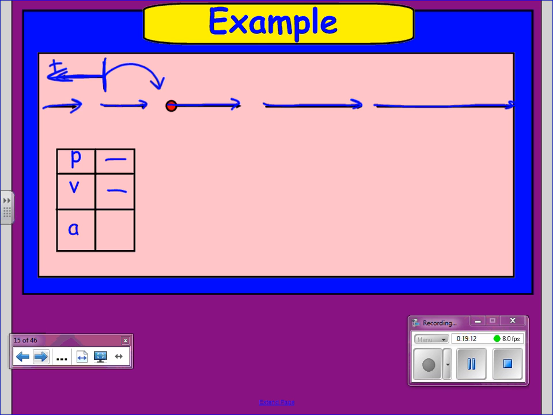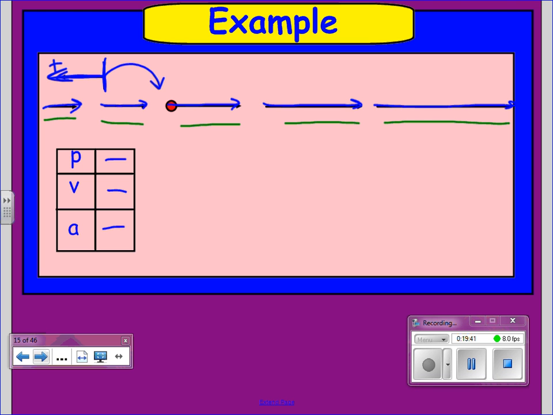Now look and see, is the object speeding up? Since the arrows are getting longer as time goes on, that would indicate that the velocity is actually getting bigger, or the object is speeding up. If my object is speeding up and my velocity is negative, my acceleration then has to have the exact same sign to be speeding up. And so my acceleration would be negative as well. So you can see how a negative acceleration does not always mean that it's slowing down.